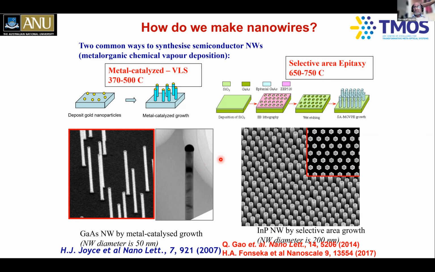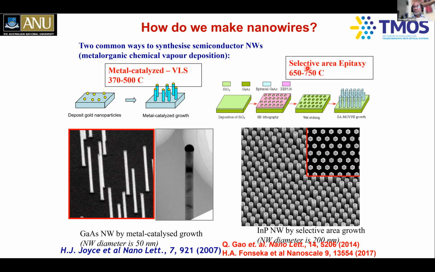So really, you can see that the diameter of the nanowire is very much dependent on the diameter of the nanoparticle which you're using. So we made nanowires as small as 10 nanometers in diameter and as big as 300 nanometers. We choose the diameter of the nanowires depending on the applications, which I will come back to. And the second technique is called selective epitaxy.